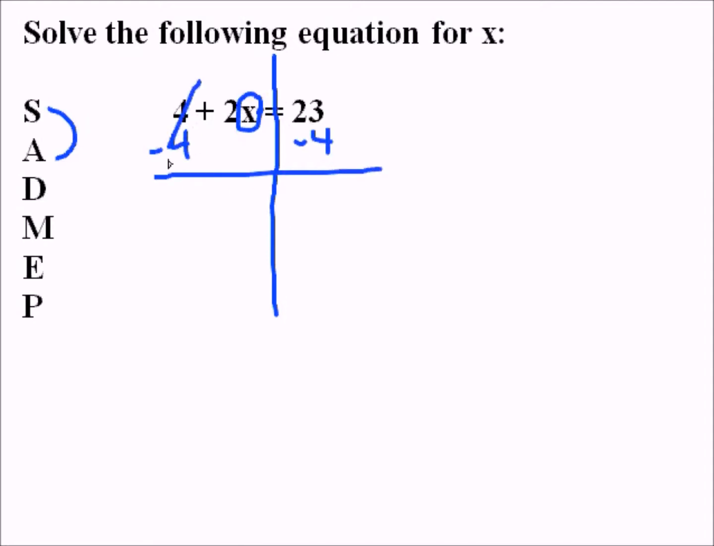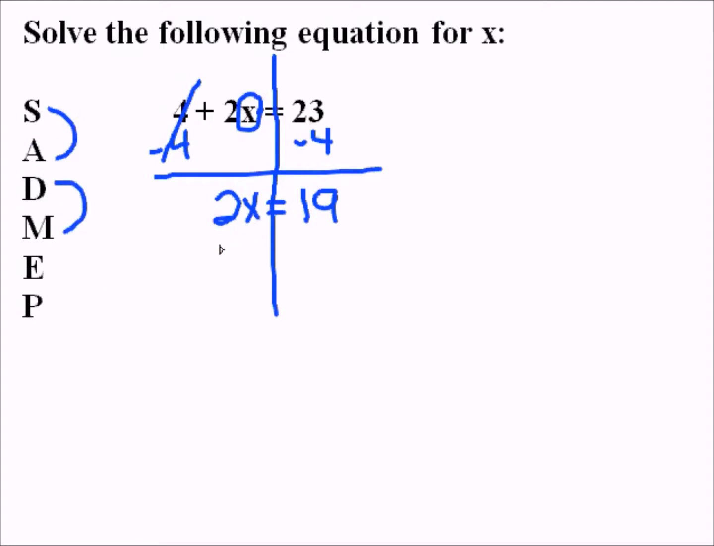4 minus 4 is 0. Plus 2x just leaves us with 2x. 23 minus 4 is 19. So we've undone the subtraction and addition. Now we're going to undo the division and multiplication.